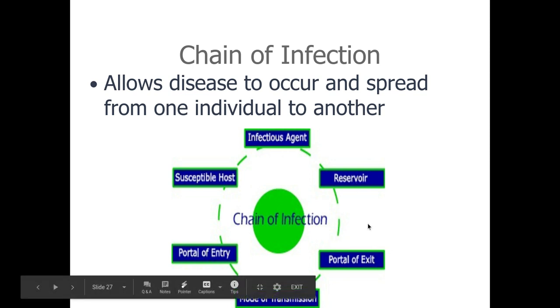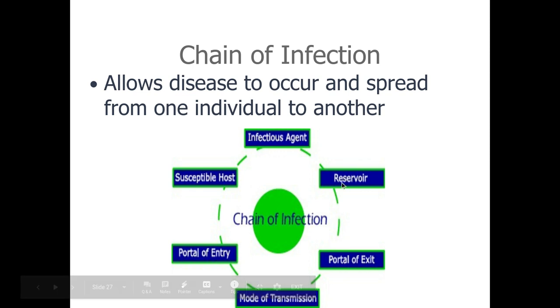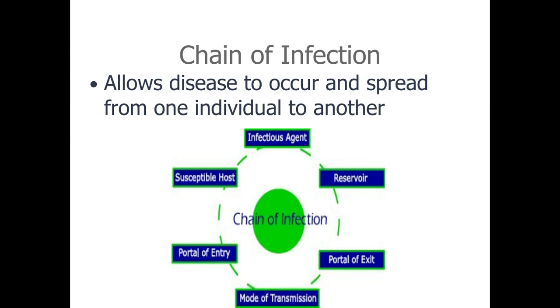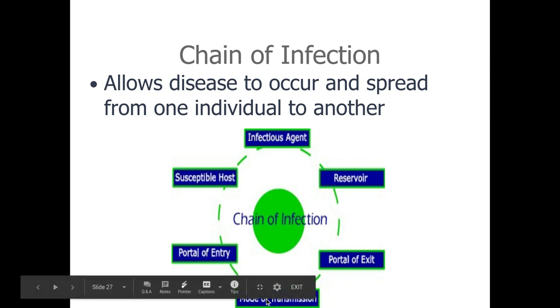Portal of exit is how does it leave that reservoir or that person? So maybe they cough on their hand, they rub their eye, maybe they touch their mouth, and then they touch something. That mode of transmission is basically how it got to the next step. So if that person rubbed their eye or coughed into their hand, maybe they touched a door handle. Okay, now you have a mode of transmission on that door handle.